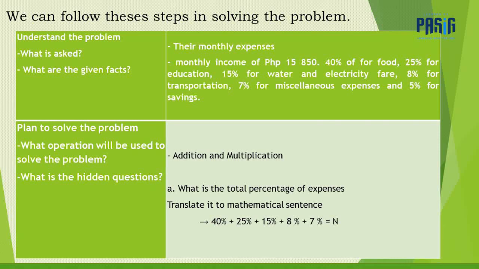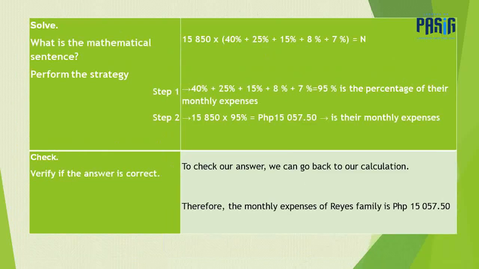Then after that, what is the hidden question? The hidden question is, what is the total percentage of expenses? We have to translate it to a mathematical sentence. So we have 40% plus 25% plus 15% plus 8% plus 7% is equal to n. Then after finding the hidden question, you are now ready to solve. What is the mathematical sentence?